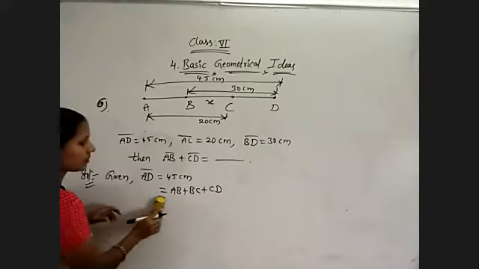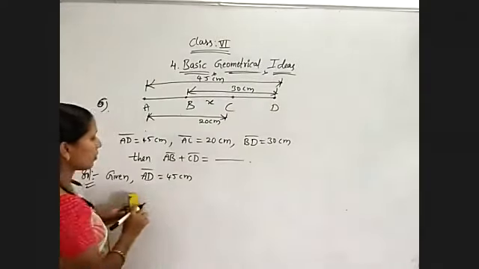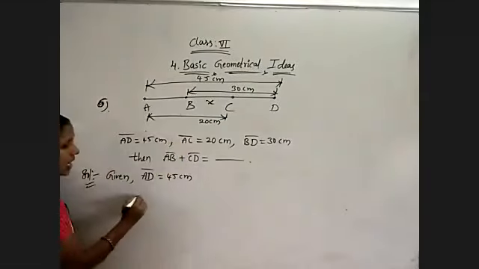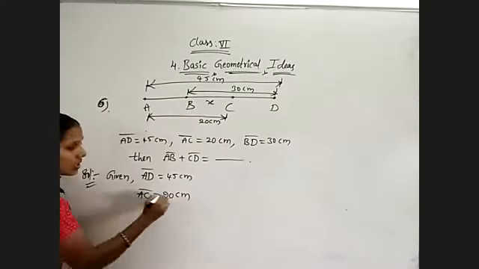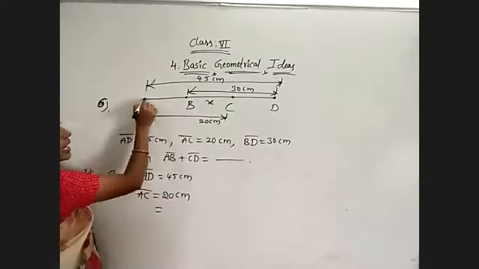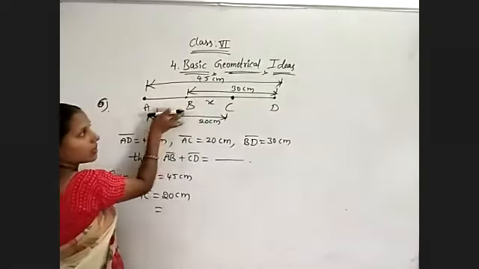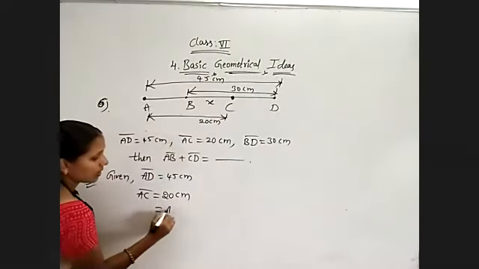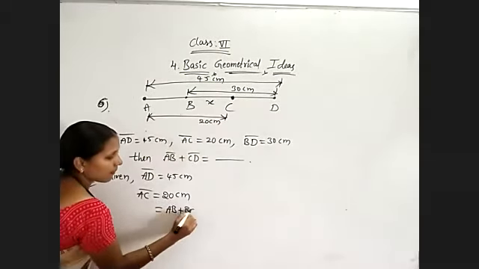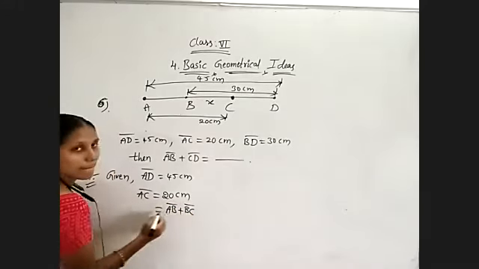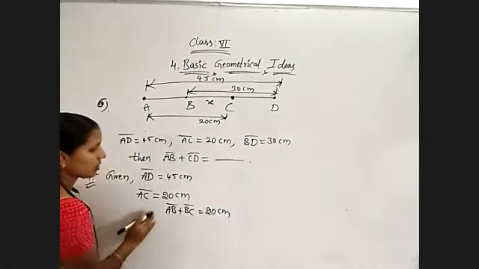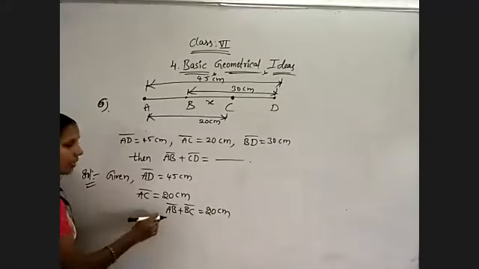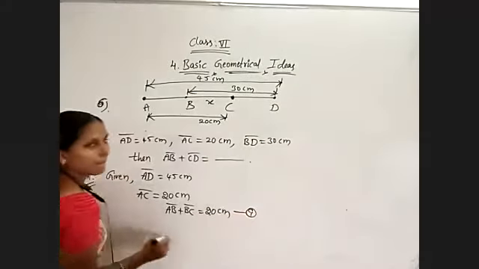And given, before that, first of all simplify this. AC is equal to 20 centimeters given in the question. AC is nothing but A to C, AB plus BC, is equal to 20 centimeters. Let it be equation 1.